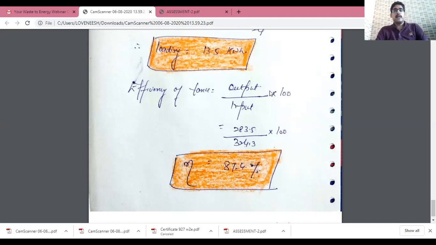So these are the three numericals that I tried my best to explain: two numericals on resistance heating element design, and the third numerical on the efficiency of the tank.